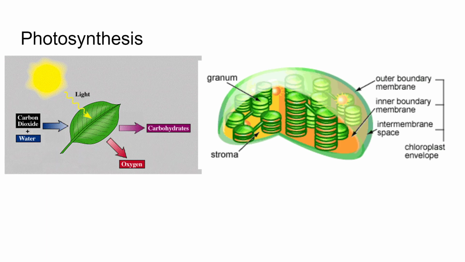Overall, the light-dependent reactions capture energy and store it temporarily. And in the second step, it uses that stored energy to generate glucose from carbon dioxide. In the end, the energy that started out as light ends up trapped in the bonds of the sugars.